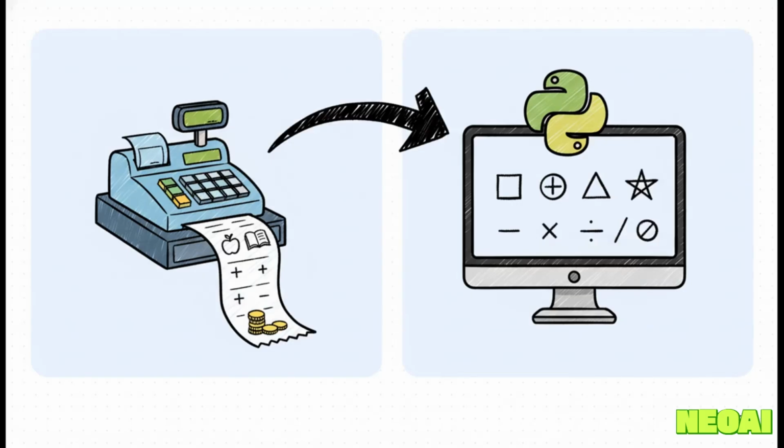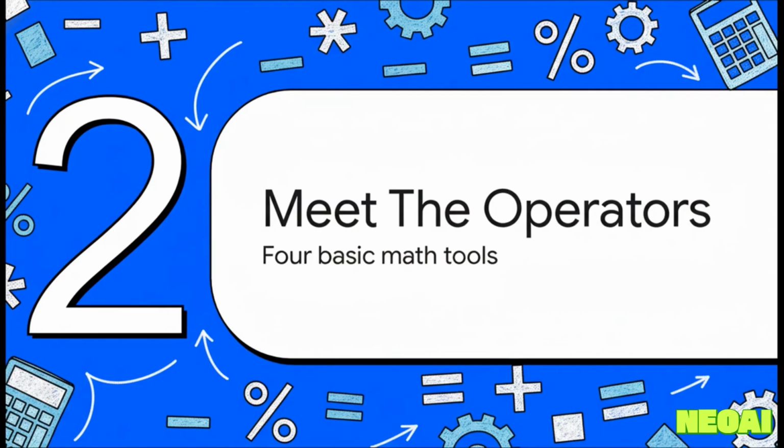Okay, let's think about this for a second. Imagine a cash register, right? It adds up your items, maybe slaps on some tax, and spits out a total. Well, Python does the exact same thing. The only difference is, instead of physical buttons, it uses these special little symbols we call operators to figure out the final result. All right, so let's meet these operators. Think of them as your basic toolkit. They're just symbols that tell Python exactly what kind of math you want to do. And trust me, they are the absolute foundation for pretty much any calculation you'll ever do.